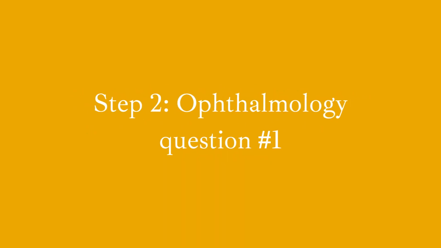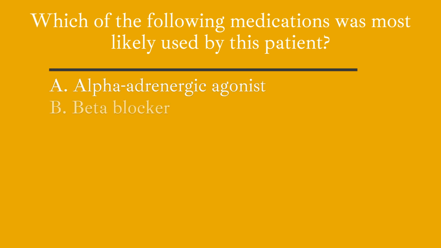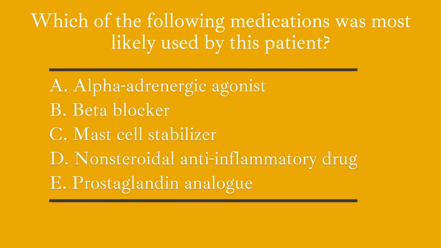Today, we're diving into Step 2, Ophthalmology. Let's get started with question number 1. For the following case, which of the following medications was most likely used by this patient? A. Alpha-adrenergic agonist. B. Beta blocker. C. Mast cell stabilizer. D. Nonsteroidal anti-inflammatory drug. E. Prostaglandin analog.